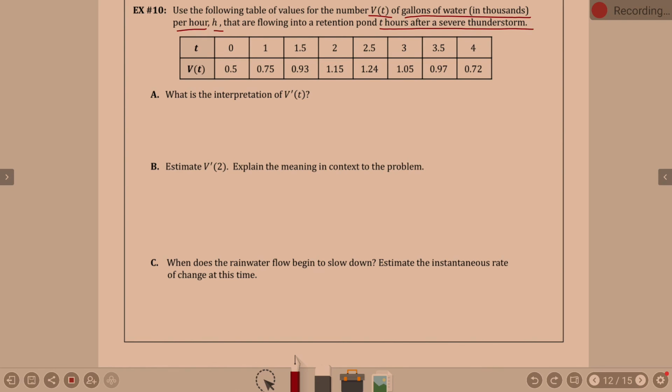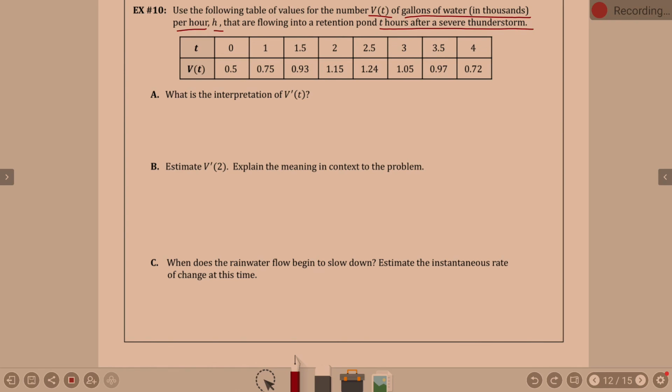A, what is the interpretation of V prime of t? Well, it's a derivative, so it is your rate, your IROC, if you will. It's your instantaneous rate of change, right? Of, what is it the rate of? V of t, V over t, right? So it's your thousands of gallons of water per hour, T hours after the storm. Okay, and it's flowing into the retention pond.